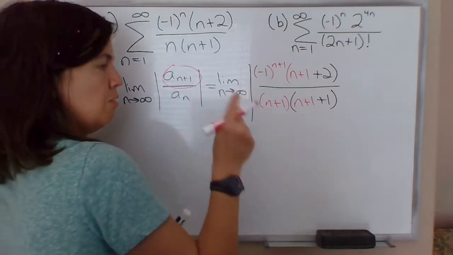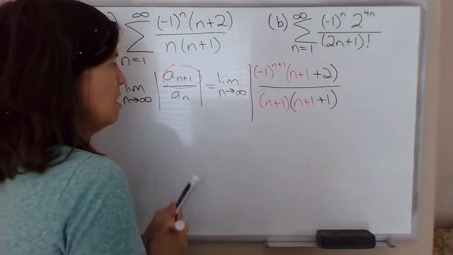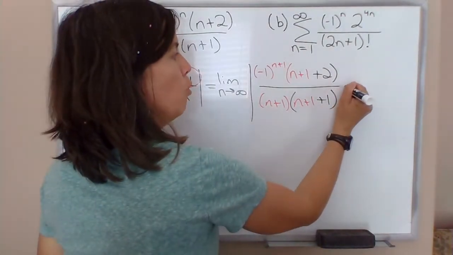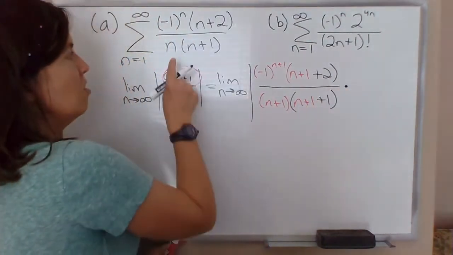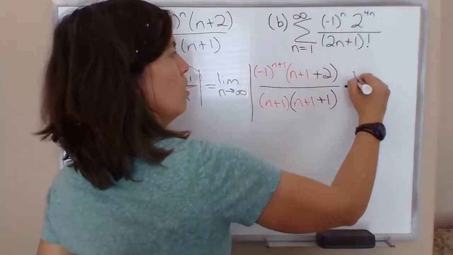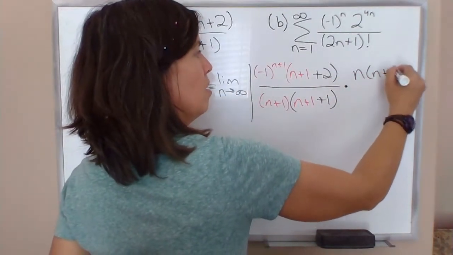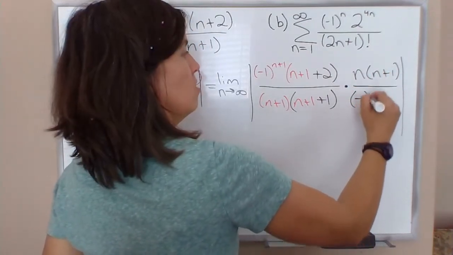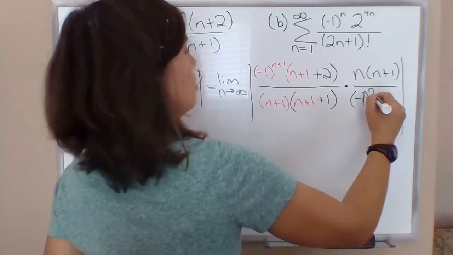Over a n, but if it's okay with you guys, at this point, instead of dividing by another fraction, I'm going to go ahead and multiply by the reciprocal. And so with the nth term, you just write what you see, but I'm going to put the reciprocal. So n times n plus 1 over negative 1 to the n times n plus 2.